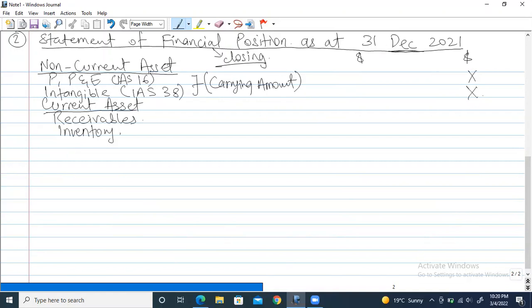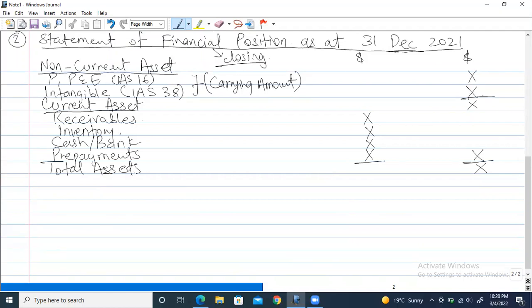So receivables, inventory, after that we've got cash and bank, and one more thing comes over here, which is called prepayments. You also remember that prepayments is an asset, from when we studied accruals and prepayments. So these four are our current assets: 1, 2, 3, and 4. When we add up all these, together with the total of non-current assets, we get the final figure below the line over here. This figure is called total assets.